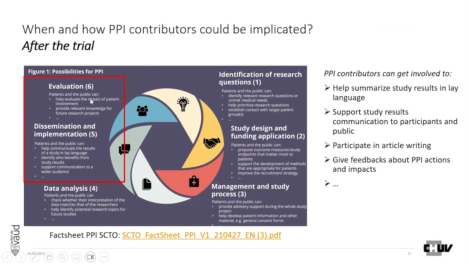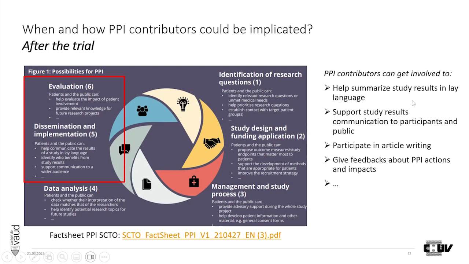A very important step that must not be forgotten is the evaluation step. As PPI is really starting to be settled in Switzerland, I think it's really important to evaluate what it brings, what the positive feedbacks are, and the negative ones also, in order to improve. So it's important that PPI contributors give advice and help us improve those initiatives for the future. So how can they get involved?